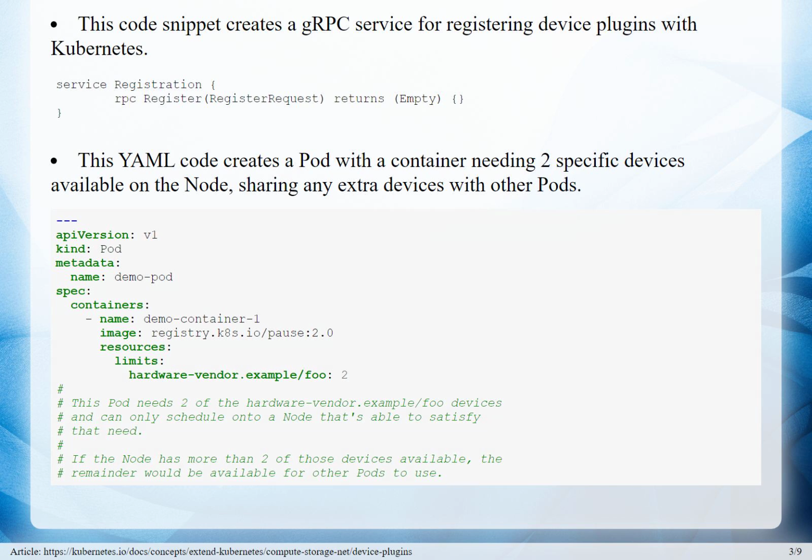This YAML code defines a pod named DemoPod with a container named DemoContainer1 that requires two devices of the hardware vendor, for example, foo type. These devices need to be available on the node where the pod is scheduled, and if there are additional devices beyond the required two, they can be used by other pods.